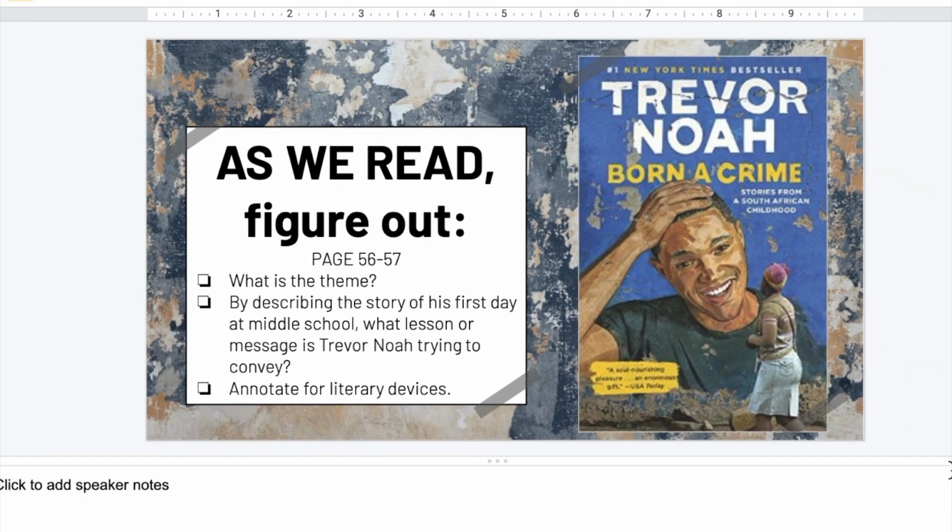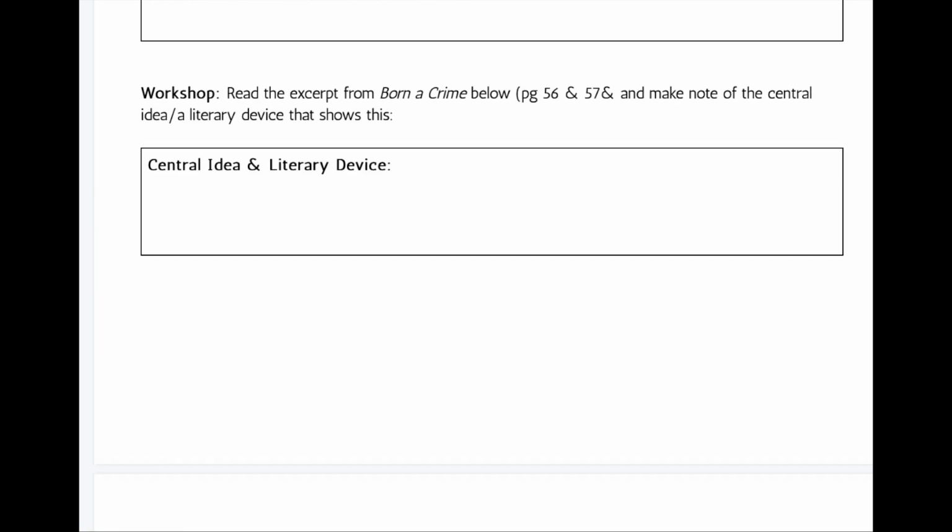Now we're going to read out loud pages 56 through 57, and as we read, we want you to figure out what the theme is. By describing the story of his first day in middle school, what lesson or message is Trevor Noah trying to convey? Also annotate for literary devices. On your worksheet, at the workshop portion, we're going to be identifying central idea and your literary device. And I made a little typo, so I'm going to change that real quick.